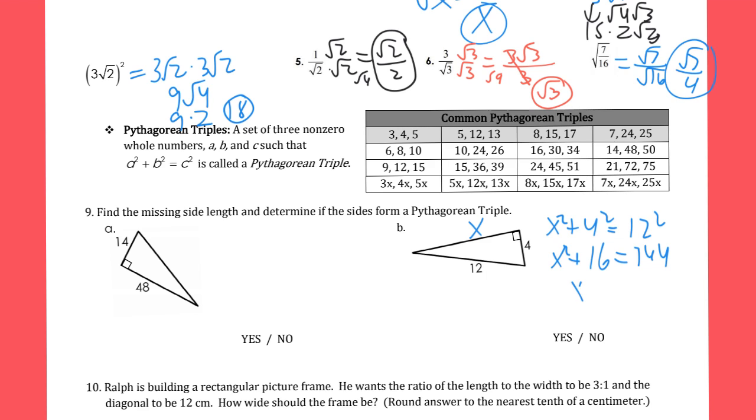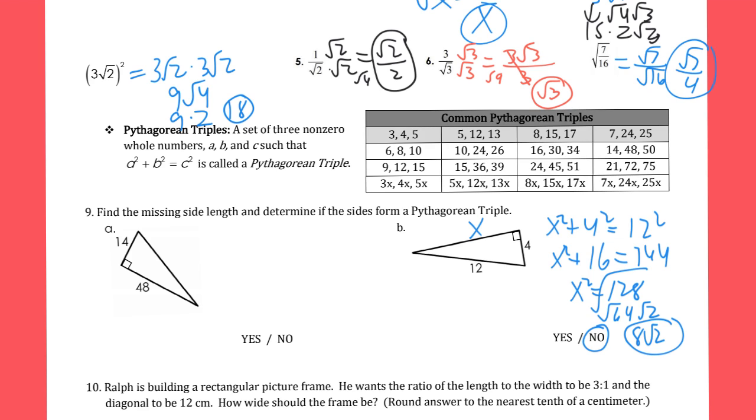Subtracting 16 from both sides, you get x squared equals 128. To get plain old x, you take the square root of both sides. And you're like, that's not very nice. Well, yeah, it's going to be the square root of 64 times the square root of 2, or 8 radical 2. This is not going to be a Pythagorean triple because all 3 sides are not integers. And so this is not a Pythagorean triple.